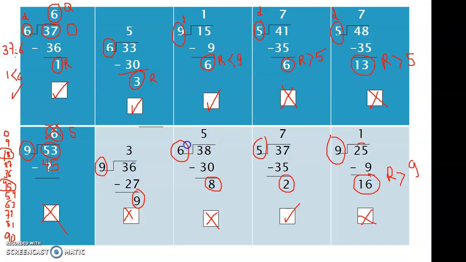Okay, so always, teacher, in order to check if the operation is correct or wrong, just compare the divisor and the remainder together. Always, teacher, the remainder has to be less than the divisor.